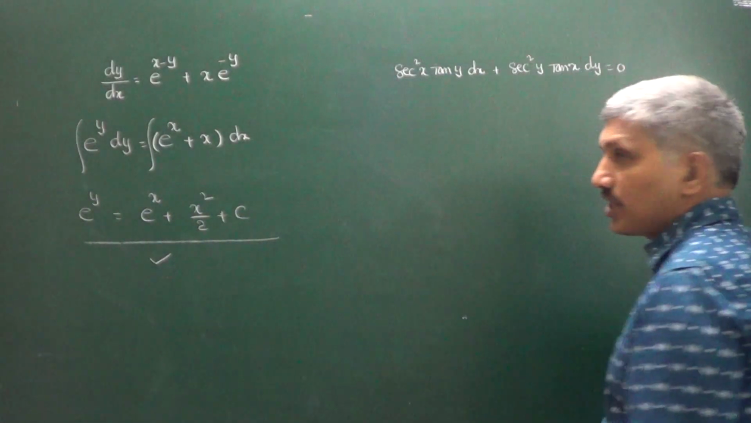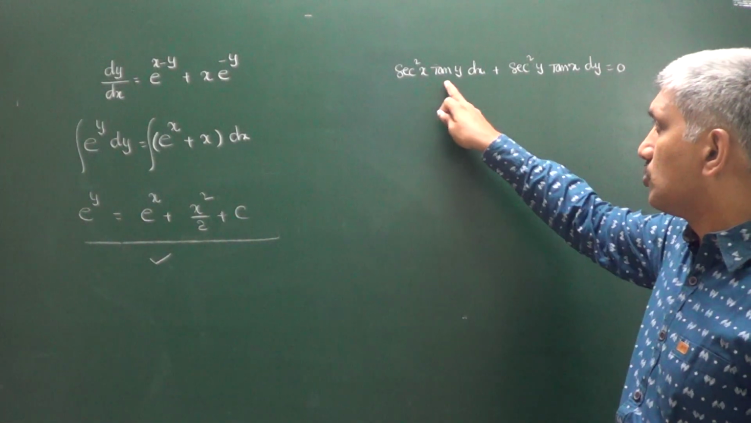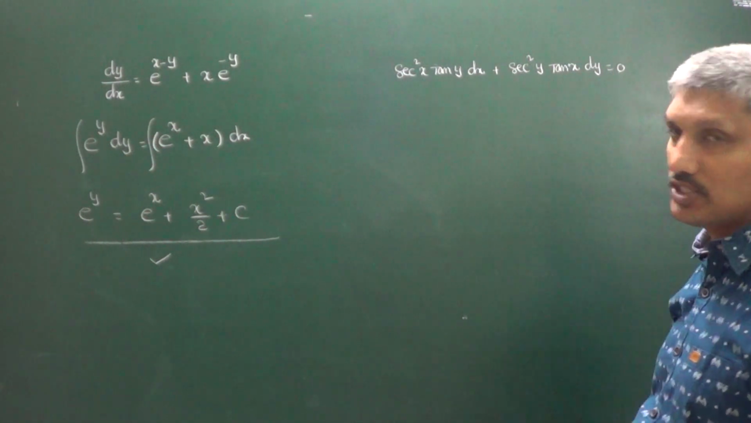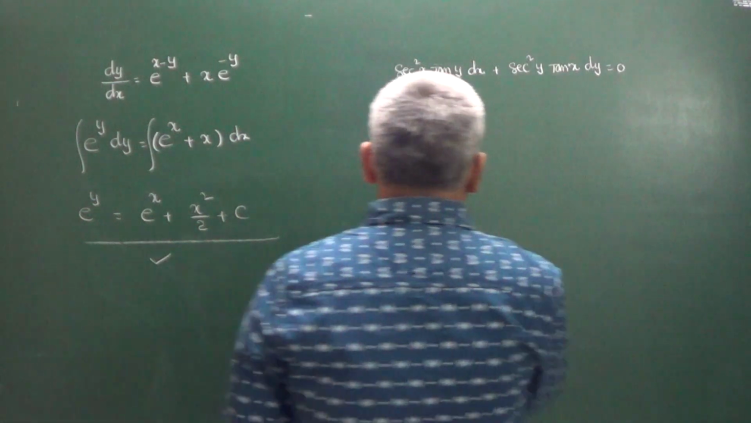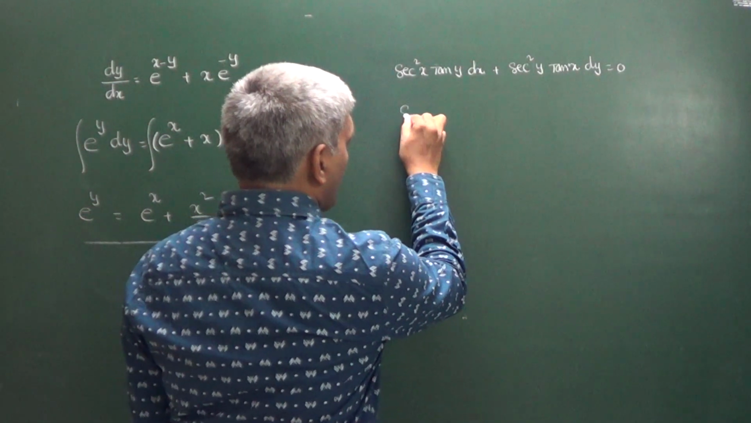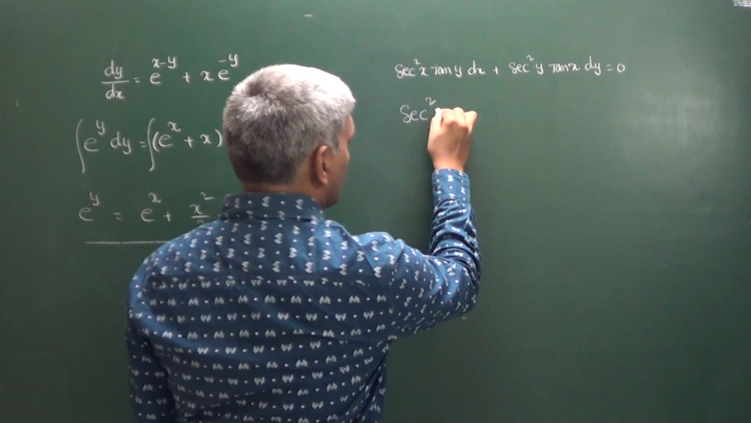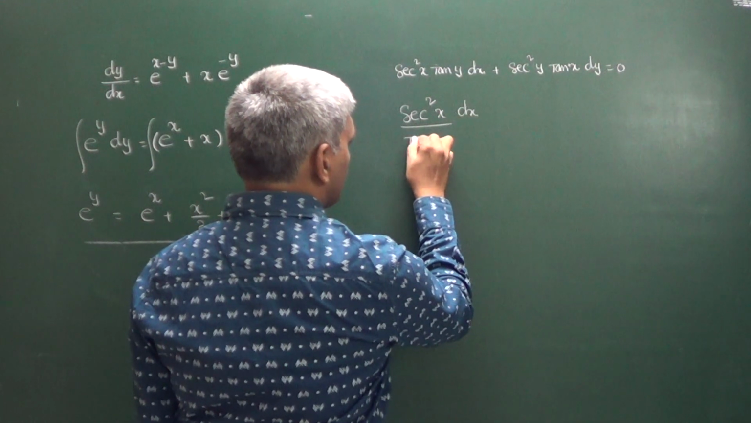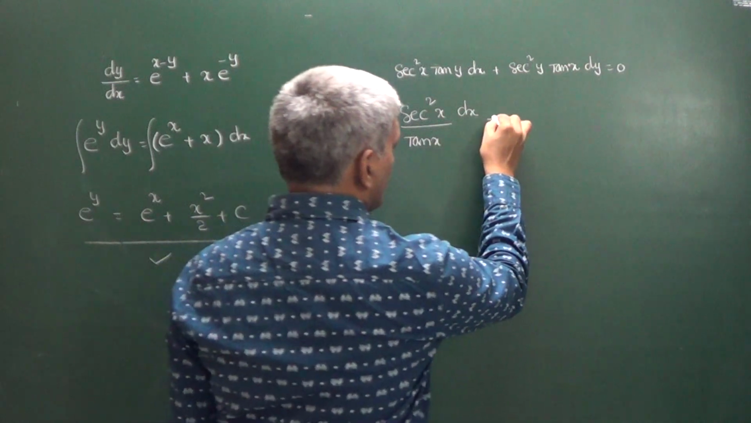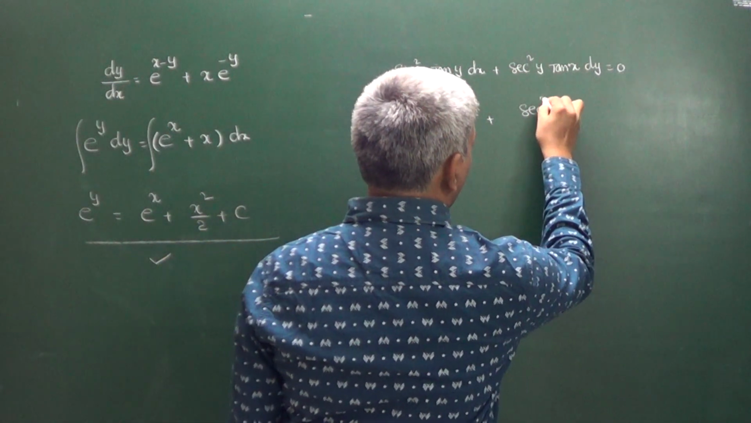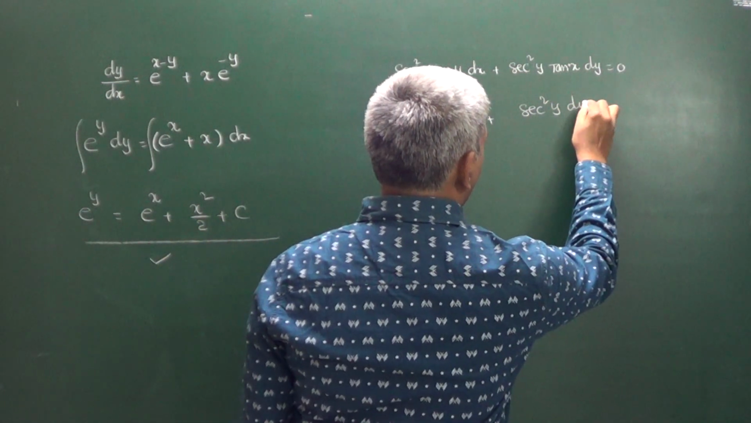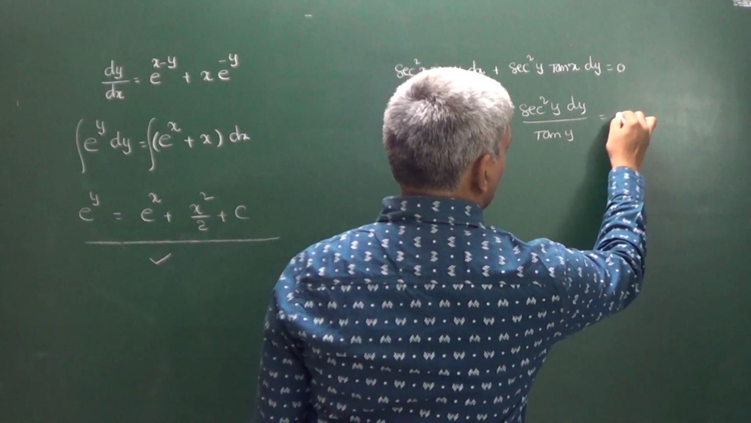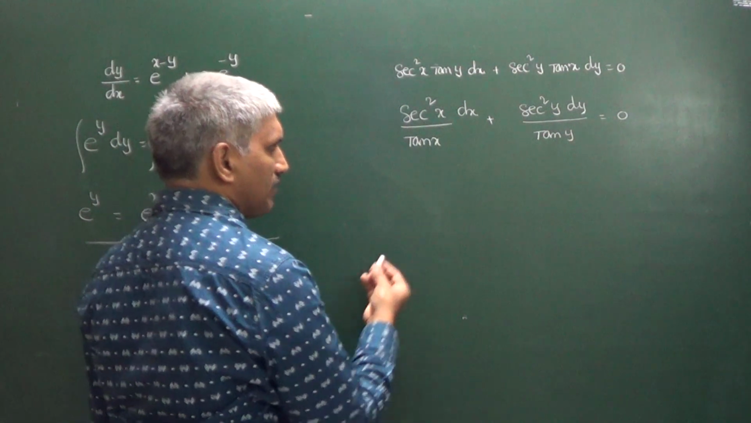Let's have another question here. Secant square x into tan y dx plus secant square y into tan x dy is equal to 0. Now we have to think in the same way. Separate the variables. Secant square x into dx by tan x plus secant square y dy by tan y is equals to 0. Now you can integrate both sides.